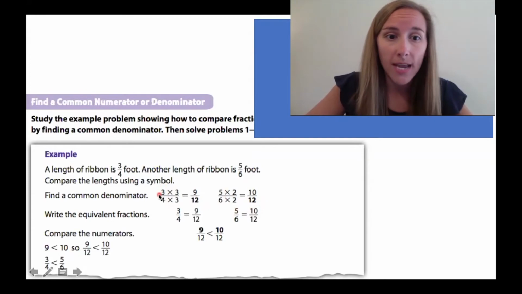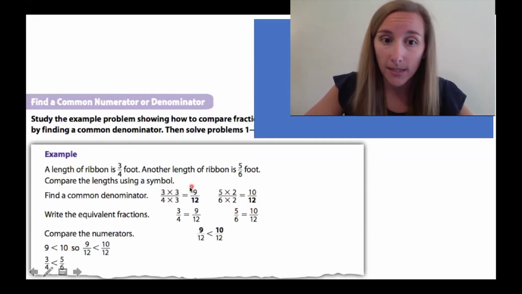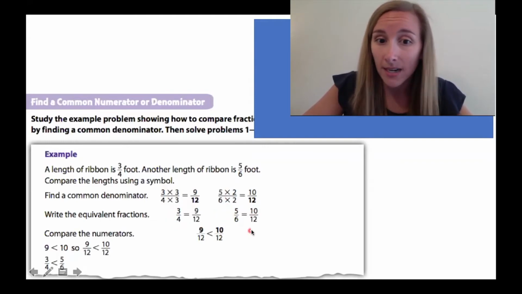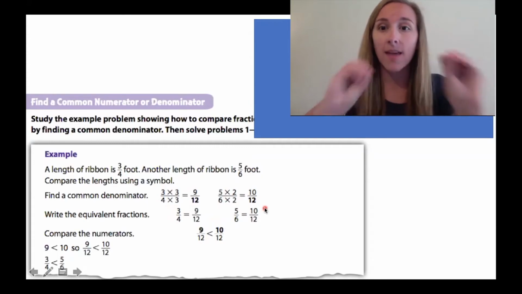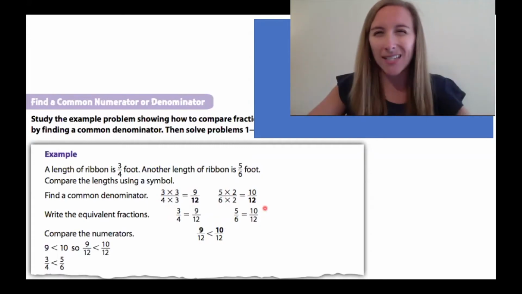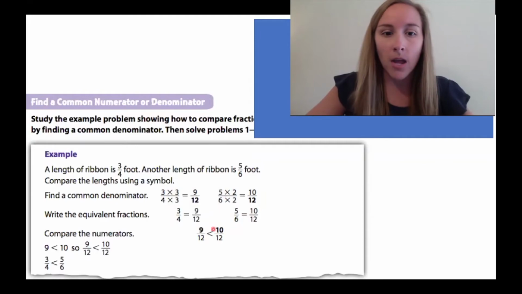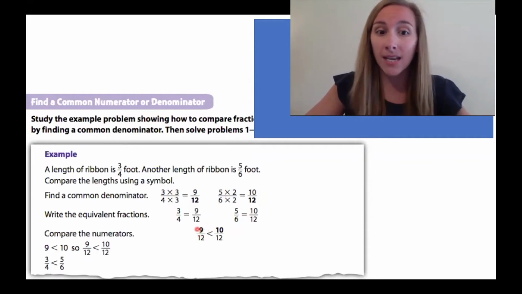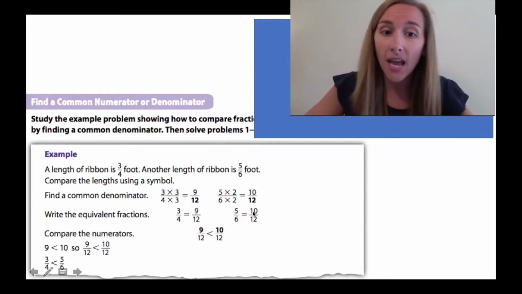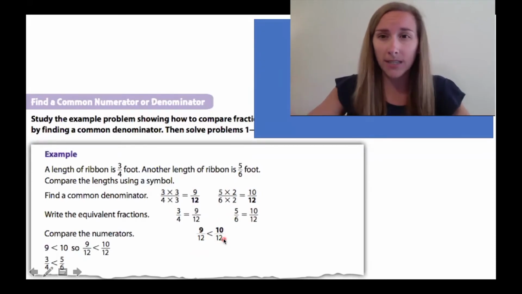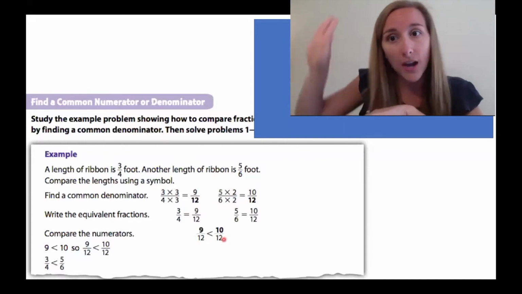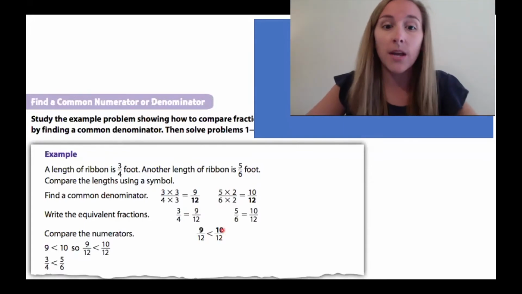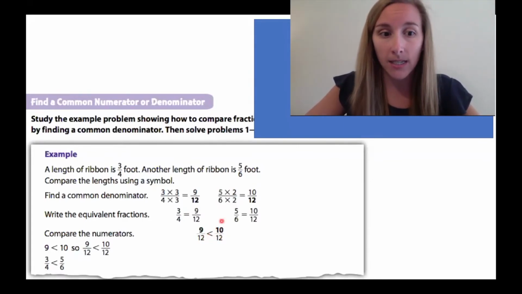So what we're saying is 3/4 is equal to 9/12. You can see that here. And 5/6 is equal to 10 over 12. I'm not changing the value. I'm finding that common denominator to make it nice and easy to compare. Because if I have 9 parts out of 12 and 10 parts out of 12, well, that's easy. I'm thinking that 10/12 is more shaded in than my 9/12. So 9/12 is less than 10/12.